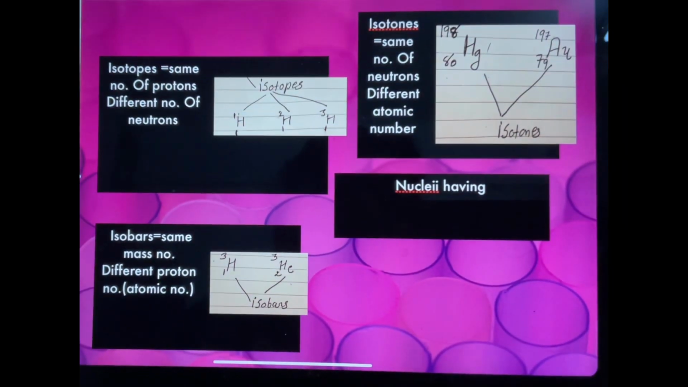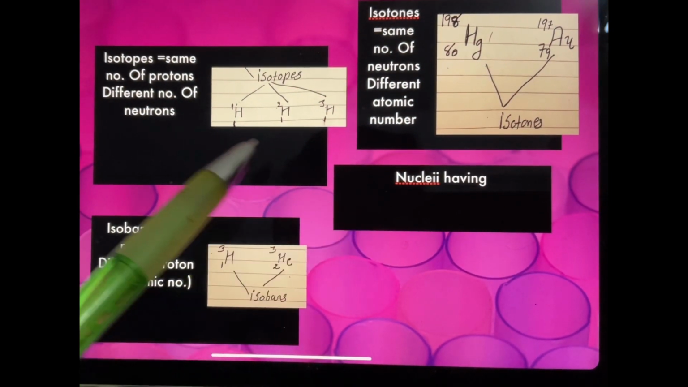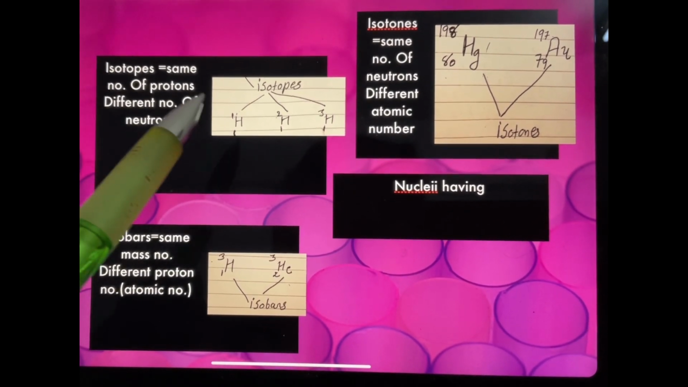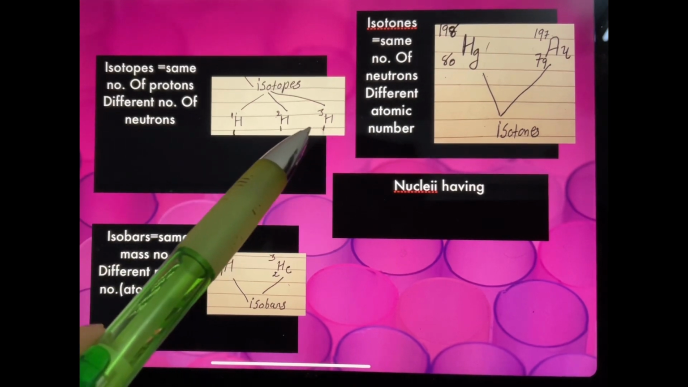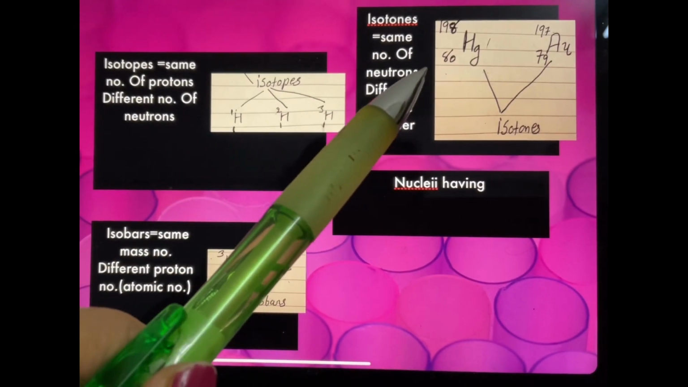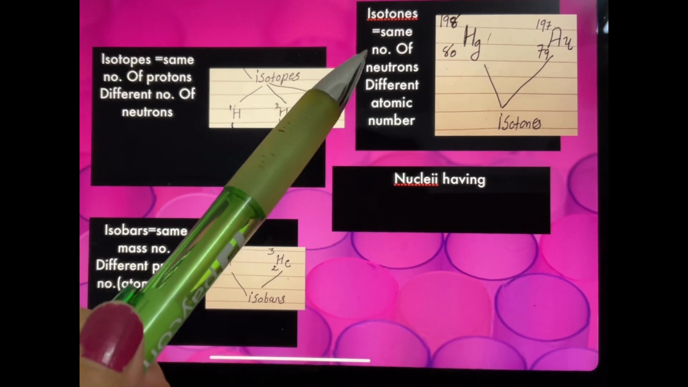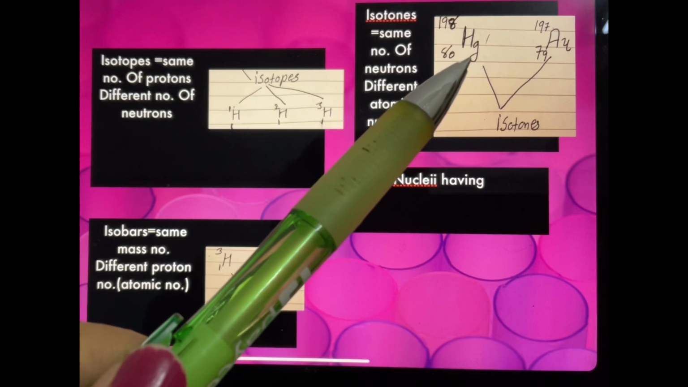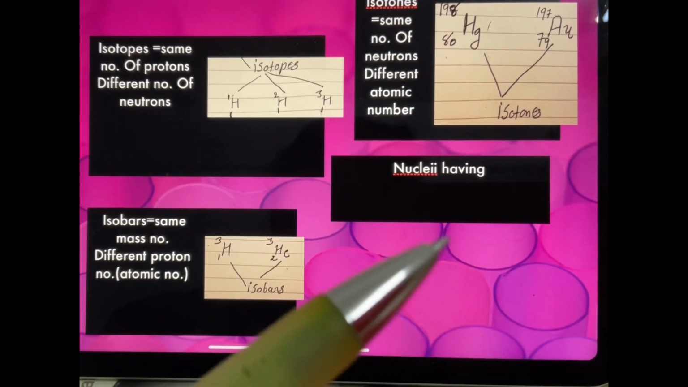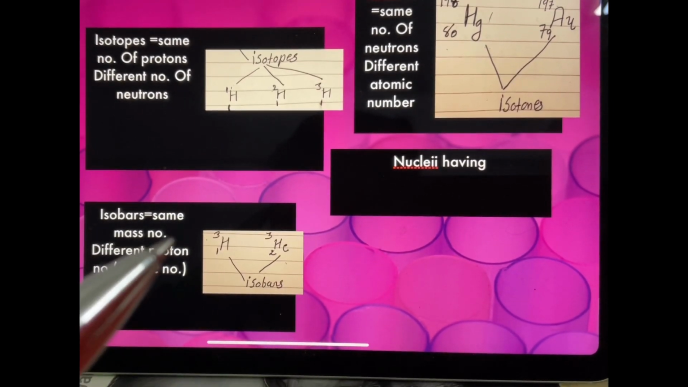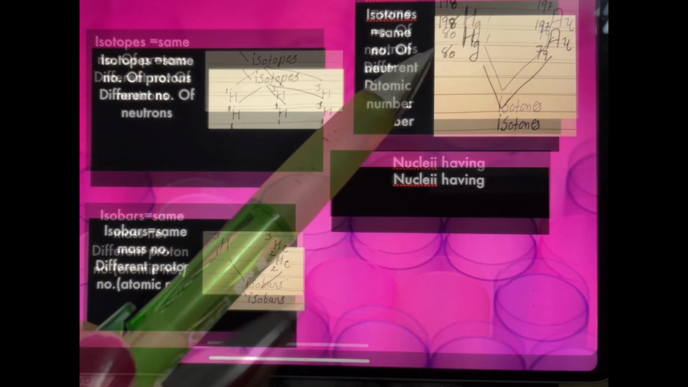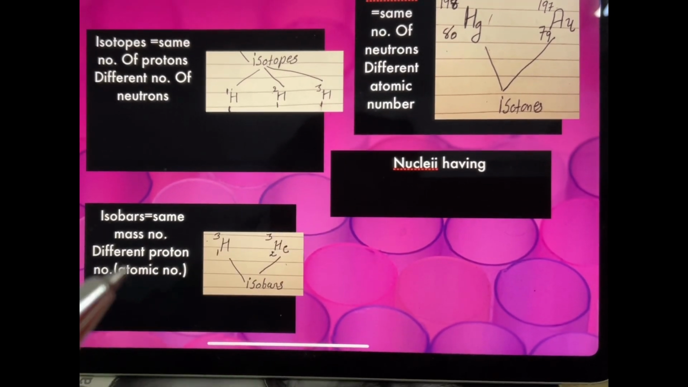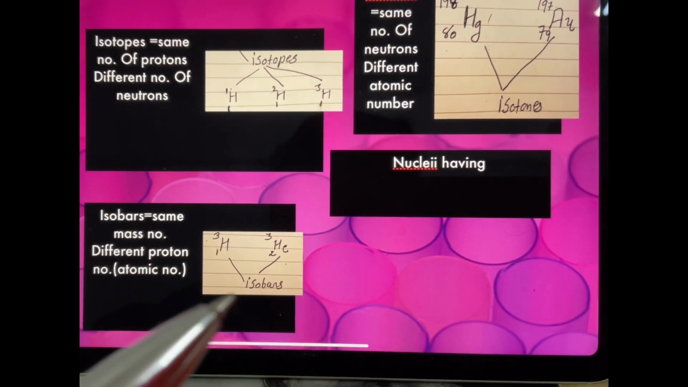Now coming towards isotopes, isotones and isobars. Isotopes means the same number of protons but a different number of neutrons. Hydrogen, deuterium and tritium are isotopes. Isotones means the same number of neutrons but a different atomic number. Hg and Au are isotones. And isobars means nuclei having the same mass number but a different proton number, meaning a different atomic number. So hydrogen 1 and hydrogen 2 are examples of isobars.